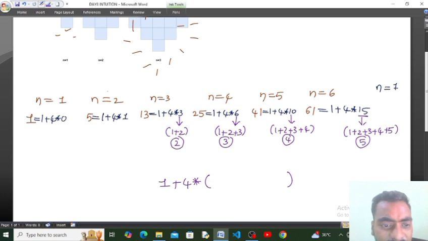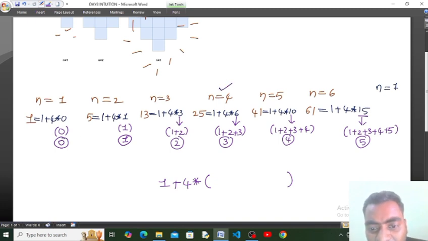right? And here also for n is equal to 2, what is the sum supposed to be? 1, right? So 1 you can write 1 is nothing but sum of first natural number, that is 1. And for n is equal to 1, sum supposed to be 0, that is nothing but sum of first 0 natural numbers. Here sum of first 0 natural numbers is 0. So here the observation is what?